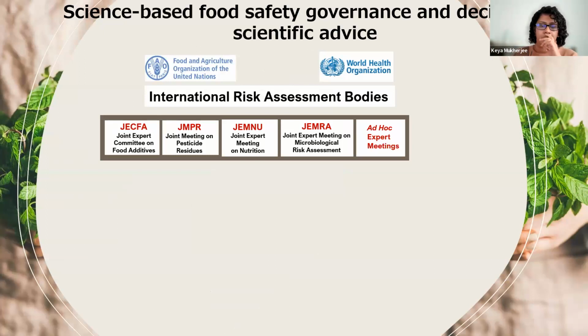So, just the scientific advice. The way we do this governance and decisions is through a program called scientific advice. FAO and WHO come together in this joint scientific advice program that supports the preparation and implementation of effective food safety policies, regulations, and control programs. The program is based on risk assessment bodies, which are, again, joint by FAO and WHO.